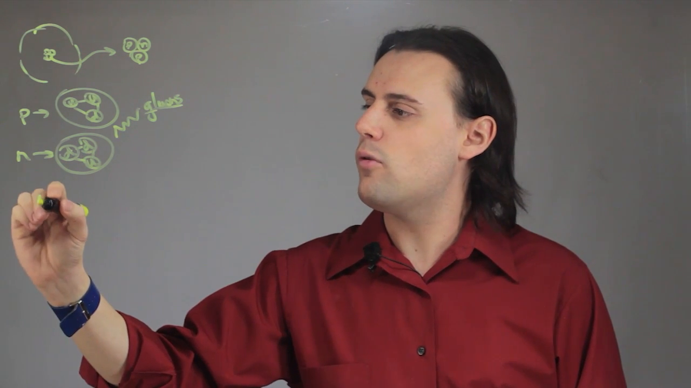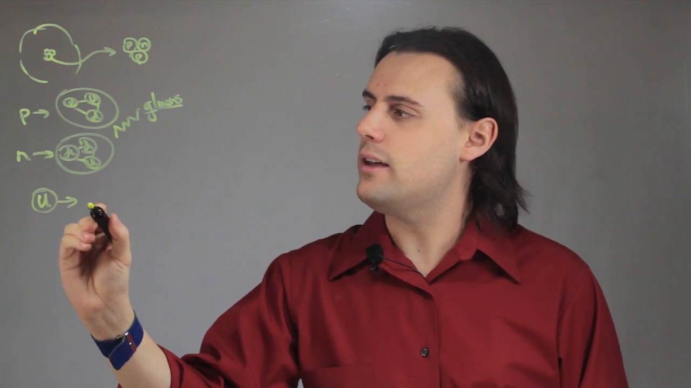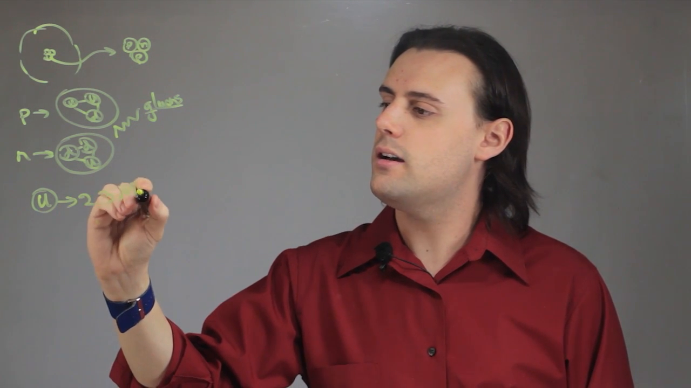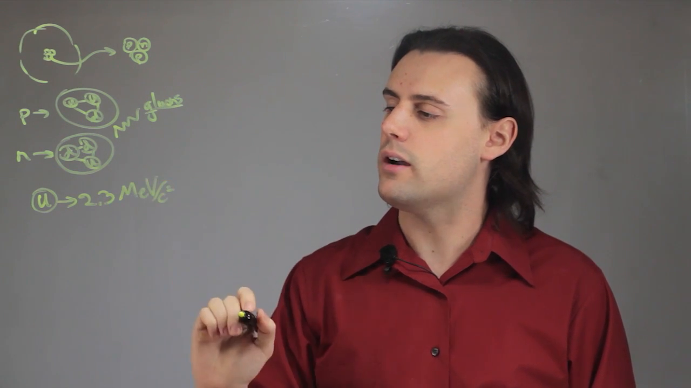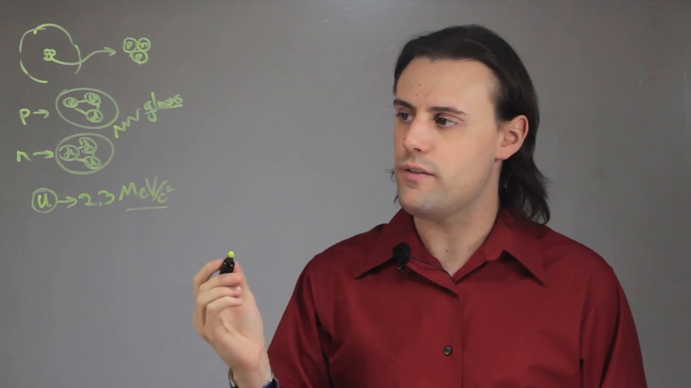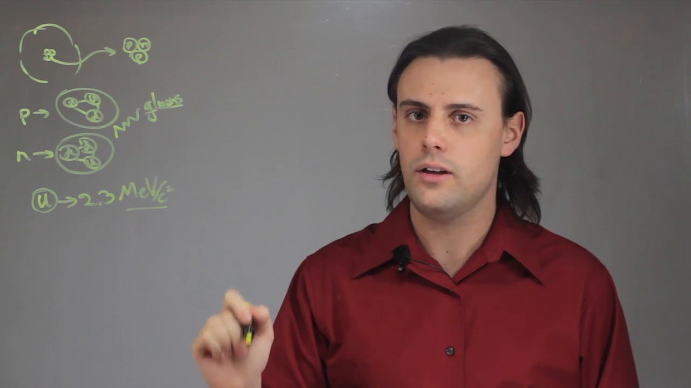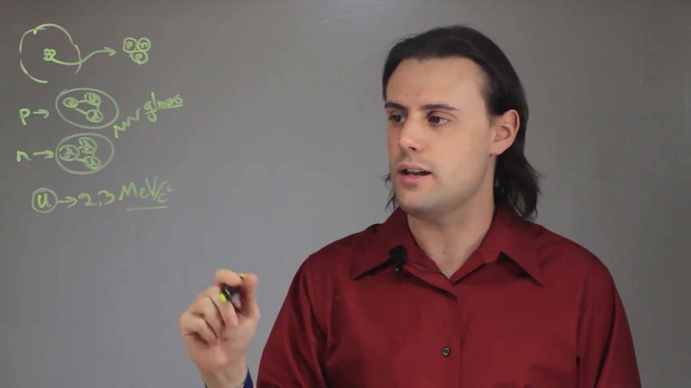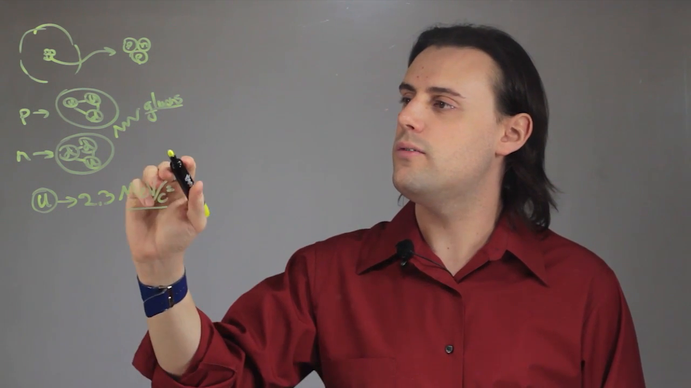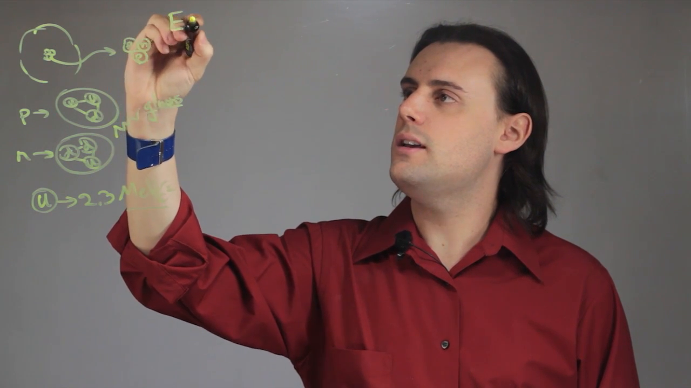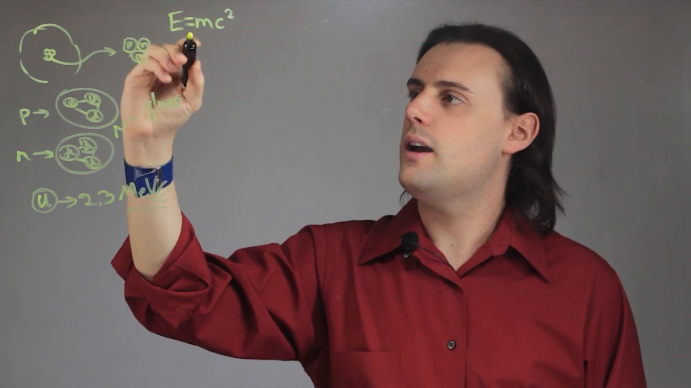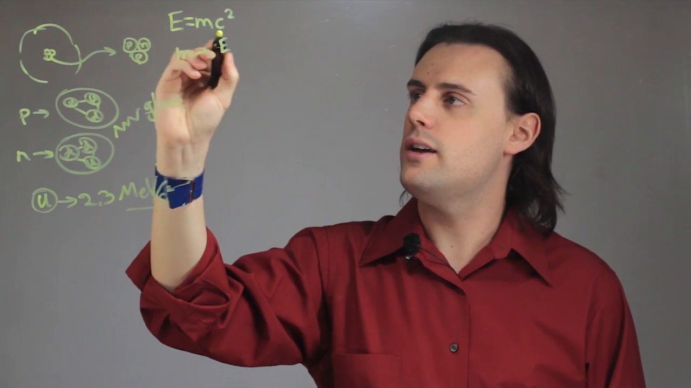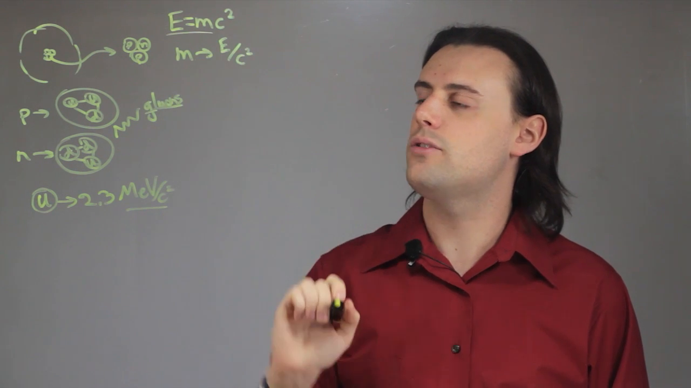Now, the up quark has a mass of approximately 2.3 mega electron volts per speed of light squared. These units come from the fact that, as Einstein pointed out, you can express the rest mass of any particle or any piece of matter in units of energy. So you have E equals mc squared, and here we just have the unit for mass as its rest mass energy divided by the speed of light squared.